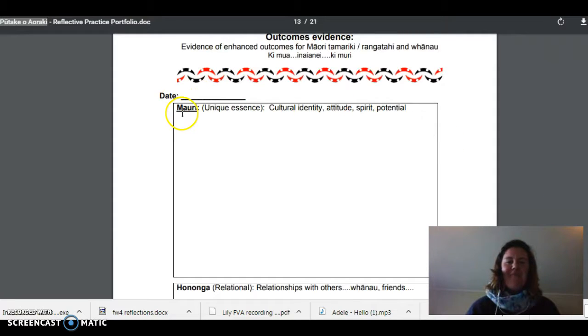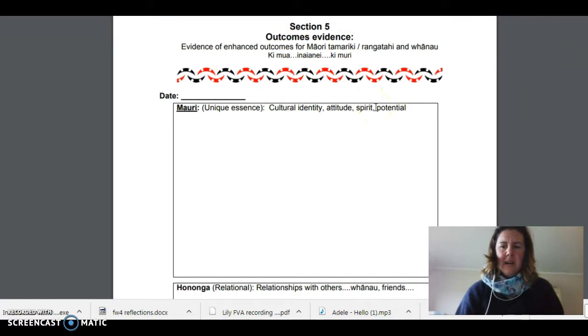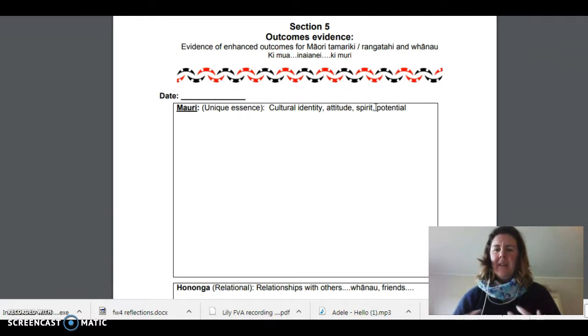So, this is the part that I really like, which is the Māori, the unique essence, cultural identity, attitude, spirit, potential. So for me, when I'm reflecting on something, I like to look at what is the potential of the situation. So when I'm doing an FVA, I'm thinking this is so important. Like the information that I'm gathering is really going to help the student to succeed. So I kind of hold that within me as I'm doing it. Like, what is the real potential of this situation?